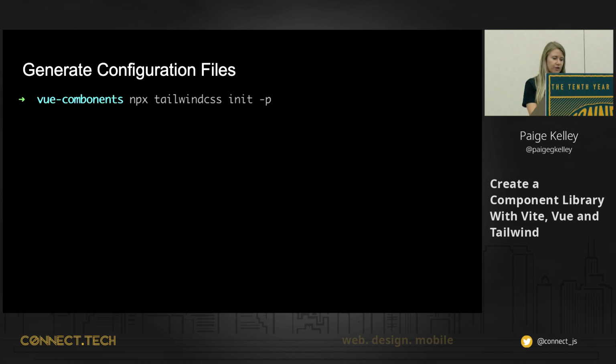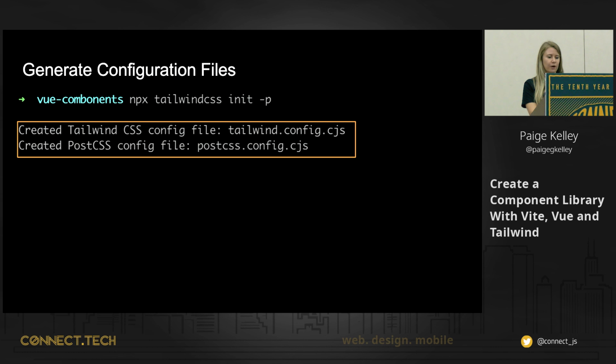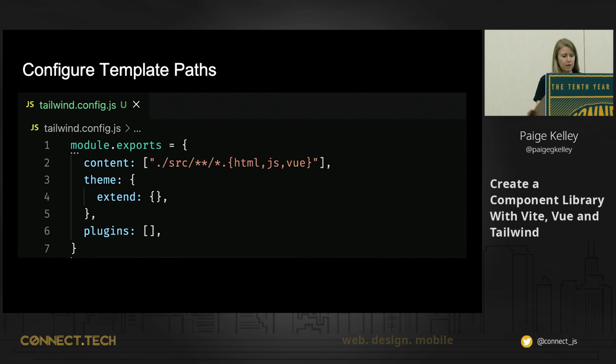Next up, generating the configuration files. If you're following along in Tailwind, you might notice I snuck in that -p. That -p is going to also generate your PostCSS config. So let's open up our Tailwind config that was generated by that command.